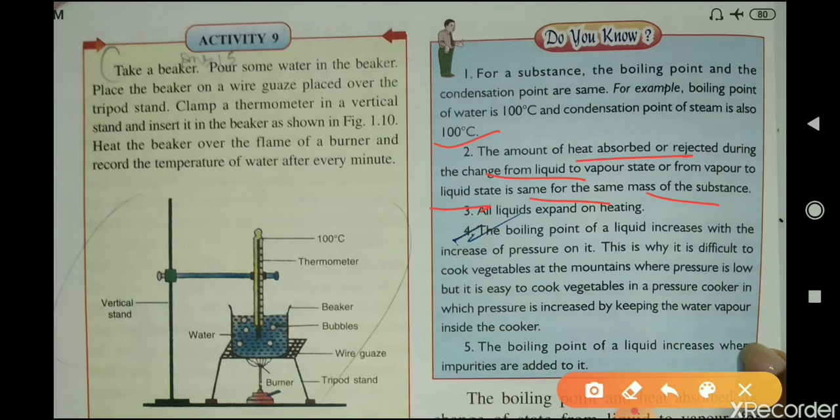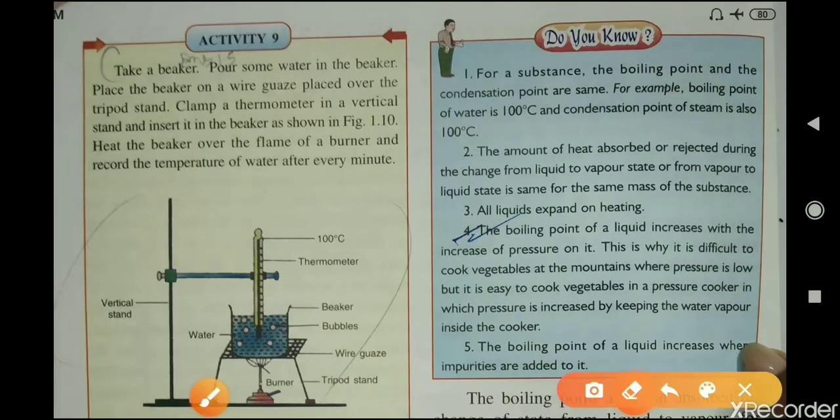Third, all liquids expand on heating. Fourth, the boiling point of a liquid increases with the increase of pressure on it. This is why it is difficult to cook vegetables in the mountains where pressure is low, but it is easy to cook vegetables in a pressure cooker, in which pressure is increased by keeping the water vapor inside the cooker.